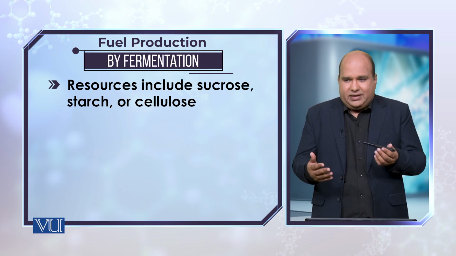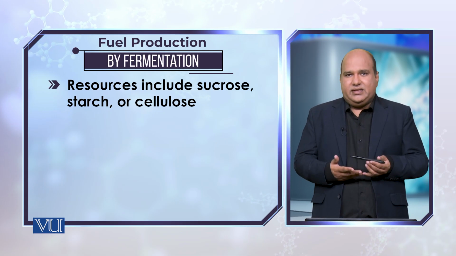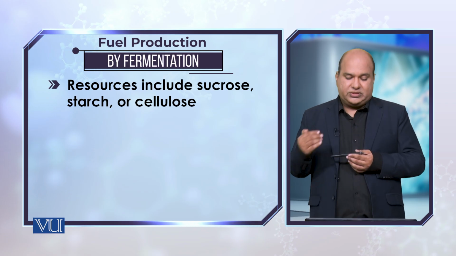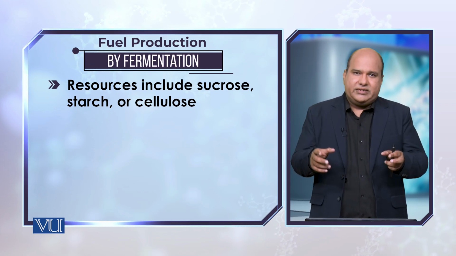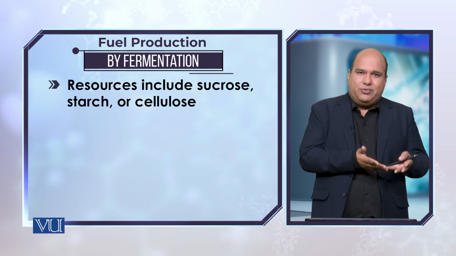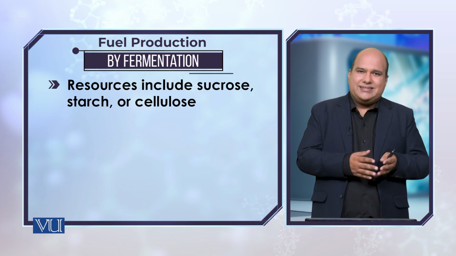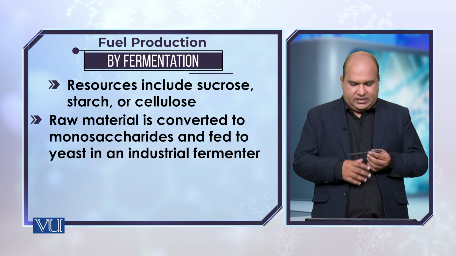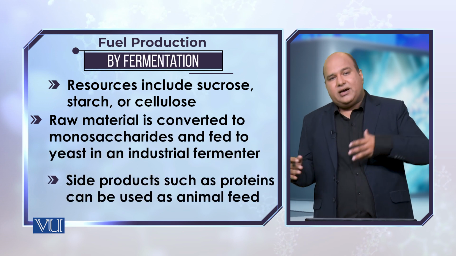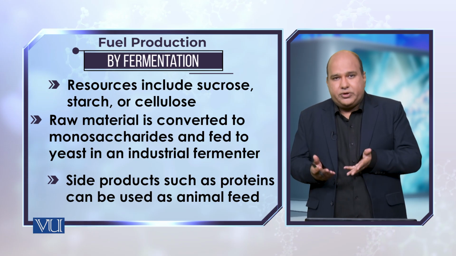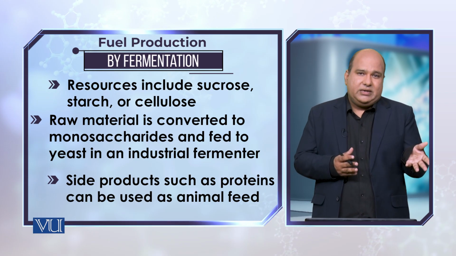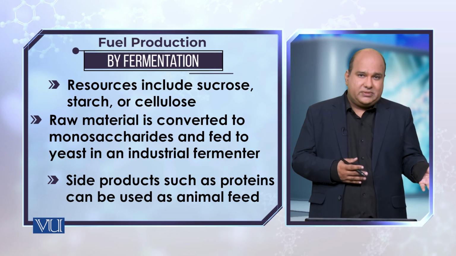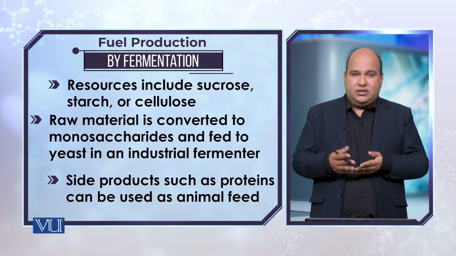You can think about the easiness of it, that you can use any raw material carbohydrate like sucrose, starch, or cellulose, just convert it somehow into simple monosaccharides and then feed it to yeast, and yeast will do its function. Then it will produce ethanol. In addition to this, of course, certain side products are also produced because these are microorganisms. One very important side product is of course proteins. These proteins can then be utilized for certain purposes. For instance, they can act as food for the animals.